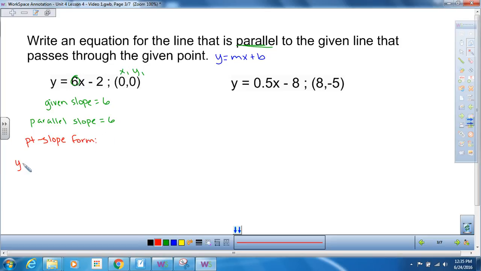Okay, so y minus 0 equals 6 times x minus 0. All right, and then distribute. So 6x, 6 times 0 is just 0. So if you want to put it there, you can. And again, you're just adding 0, which means you're really adding nothing. So 0 plus 0 is 0, and I don't even have to write it. So y equals 6x. Okay. Pause this next one and try it on your own.